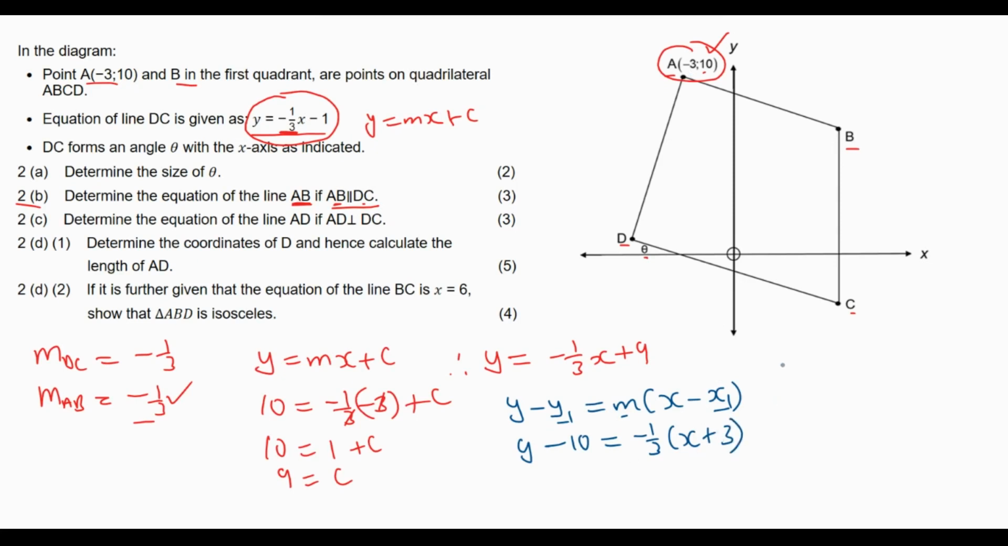Then if you remove the bracket here, it's going to be y minus 10 is equal to negative 1 over 3 x. We're distributing this. And then negative 1 over 3 times 3 is negative 1. Then y is equal to negative 1 over 3 x minus 1 plus 10. Y is equal to negative 1 over 3 x plus 9.